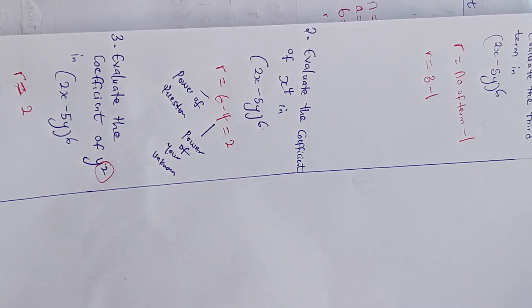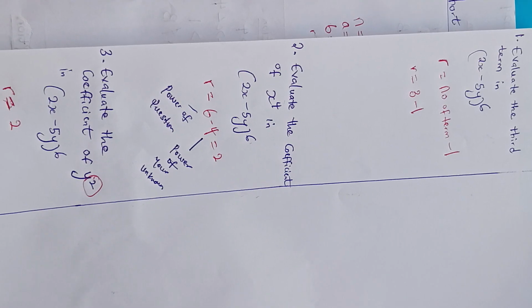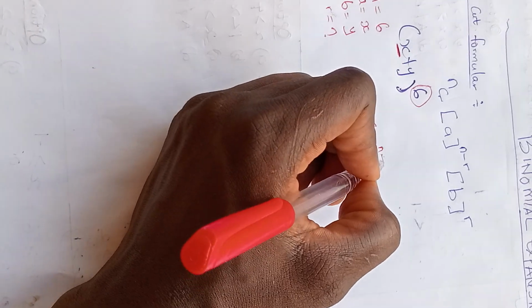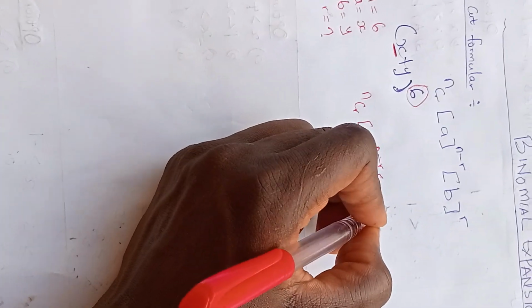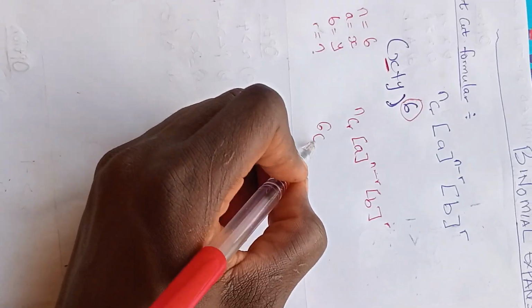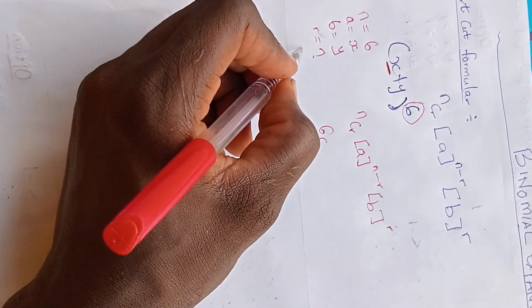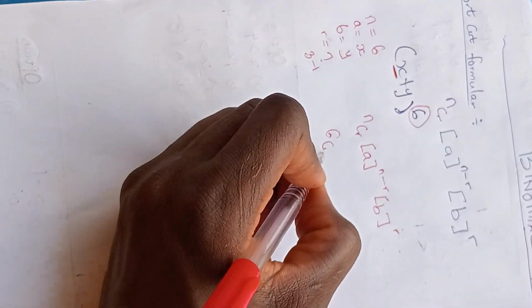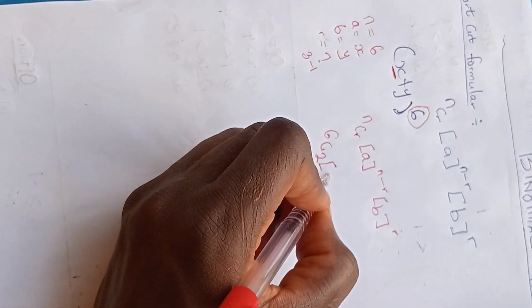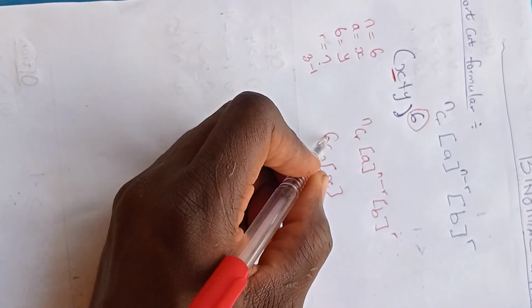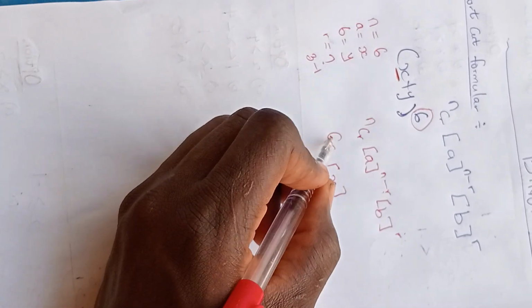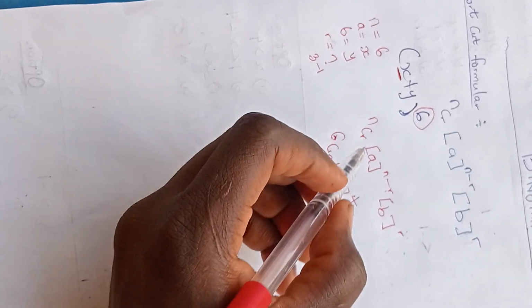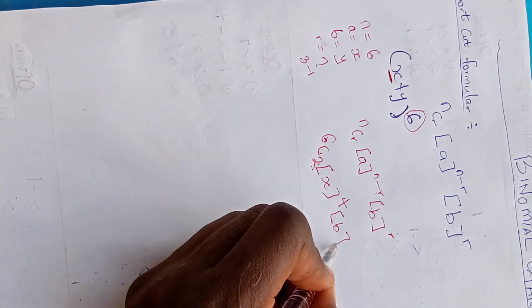I told you that r is the number of the term minus 1. That's 3 minus 1. So if you put it in n combination r into a raised to the power of n minus r into b raised to the power of r, it means our n is 6 combination r, and r is 3 minus 1, so r is 2. That means 6 combination 2 into x raised to the power of n minus r. So just subtract: 6 minus 2 is 4. While your b is raised to the power of r, which is 2.